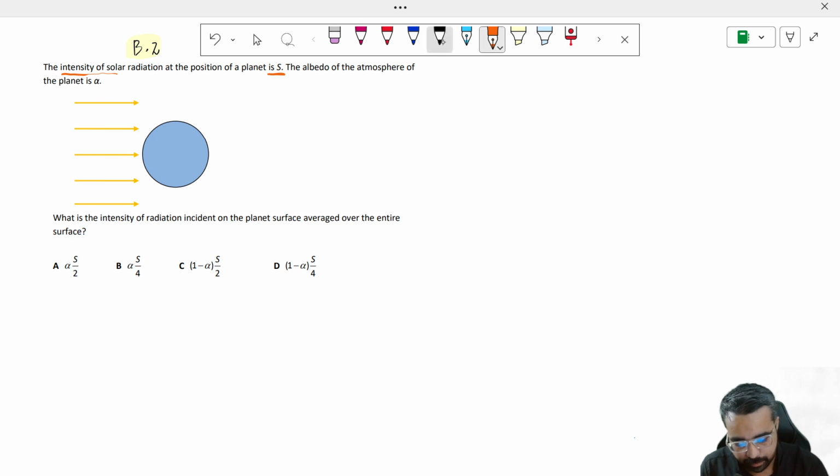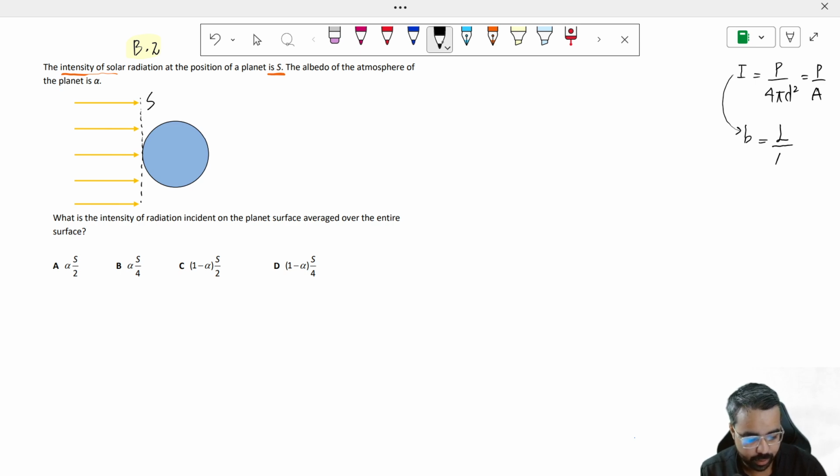So it means that on the surface the intensity is S. Remember that intensity is the energy radiated per unit time per unit area, or in other words, the intensity equals the power over area. The intensity can also be called apparent brightness, which equals luminosity over area.